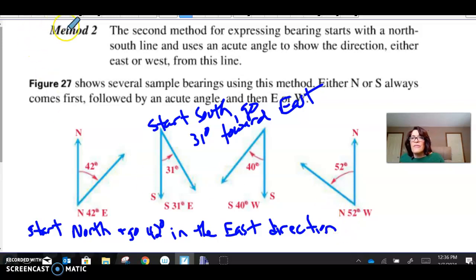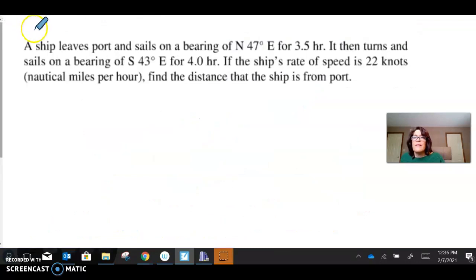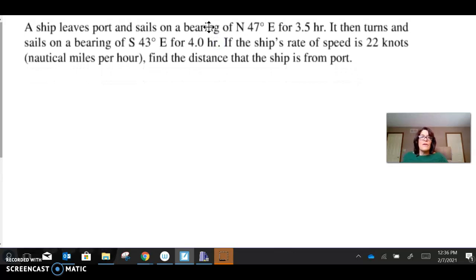Okay, it's a little confusing. I do recognize that it's a little confusing. Sorry about that. Okay, so I think we have an example that has that with it. So read through that.